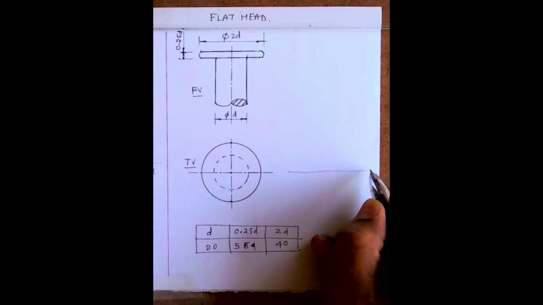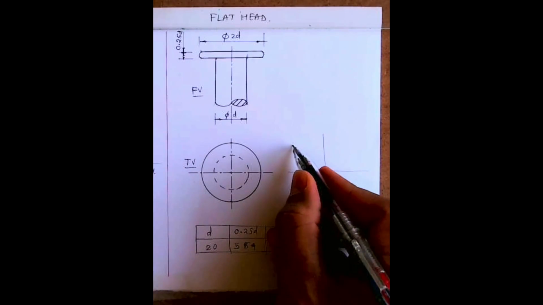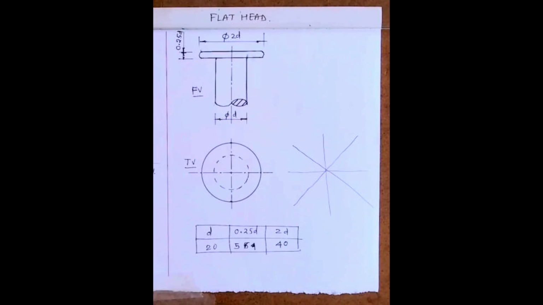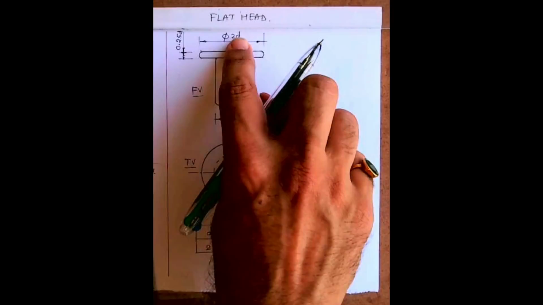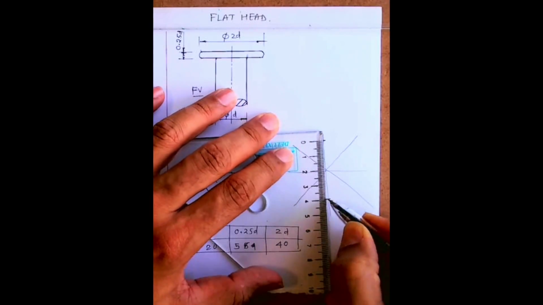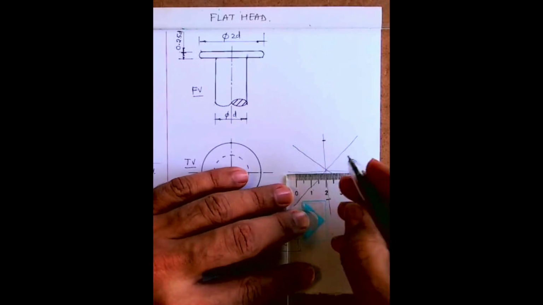After this, we'll draw a circle in the top view. So first you will draw a cross. Then how much is the radius? Radius is 20 because the diameter is 40 for 2D.